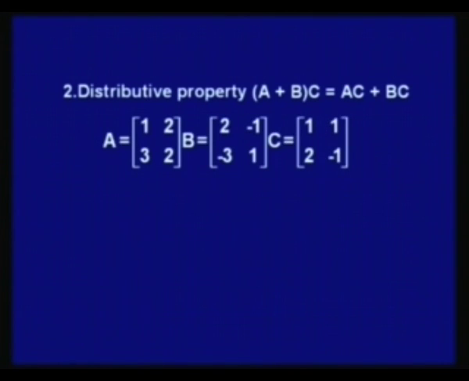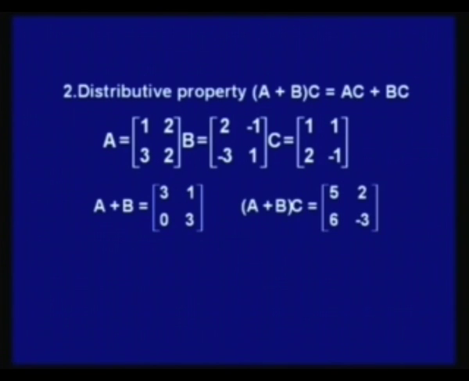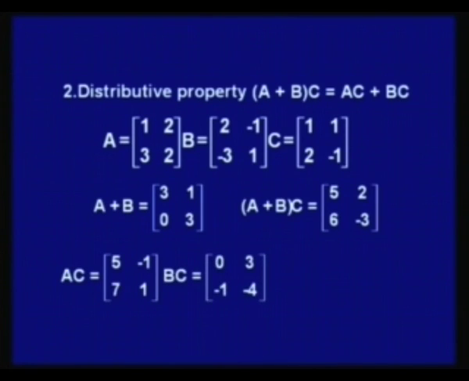I have 3 2 by 2 matrices. I first form A plus B as this 2 by 2 matrix, then I multiply it by C, I get the result as this, while when A and C are multiplied together, the result is the matrix 5, minus 1, 7, 1. When B and C are multiplied, I get the matrix 0, 3, minus 1 and minus 4. When I add these 2 matrices, I get this, and one can observe easily that this matrix is the same as this matrix, and this means the distributive property is satisfied for this set of 3 matrices.